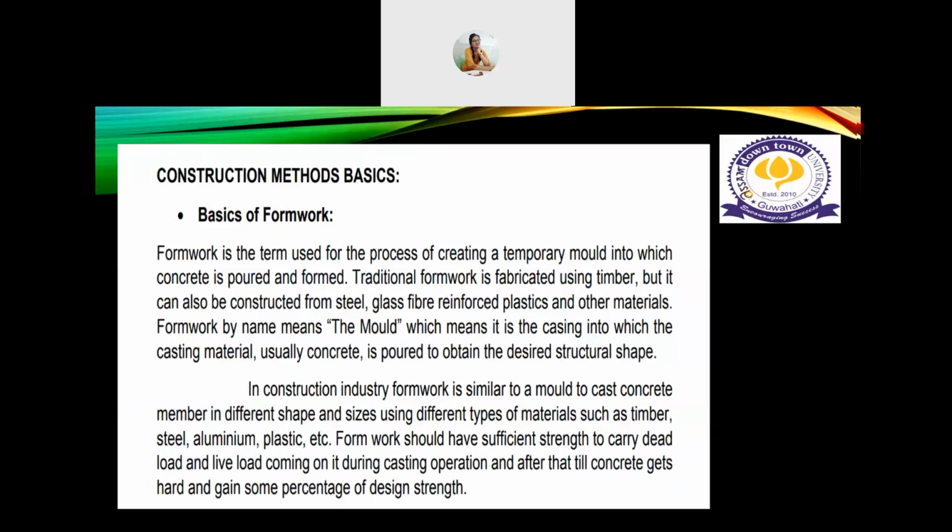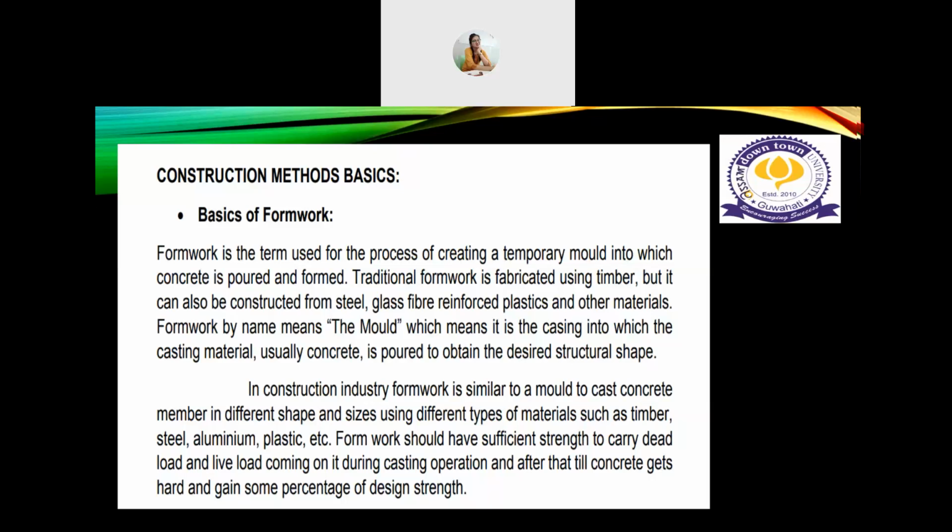Formwork is the term used for the process of creating a temporary mold into which concrete is poured and formed. Traditional formwork is fabricated using timber, but it can also be constructed from steel, glass fiber reinforced plastics, and other materials. Formwork by name means the mold, which means it is the casing into which the casting material, usually concrete, is poured to obtain the desired structural shape.